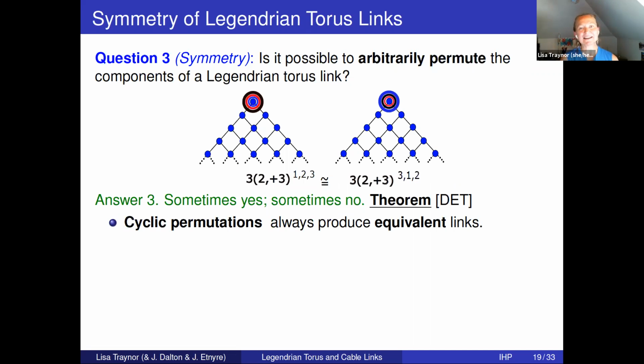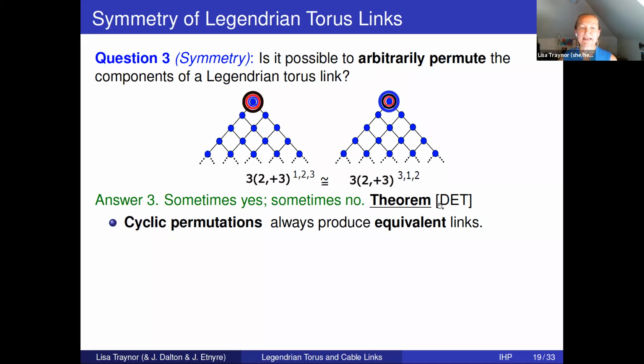In particular, I have a question. When you want to do this permutation, do you want the whole isotopy to fix the 3rd component or only at time one? Only at time one. Yeah, so only at time one.